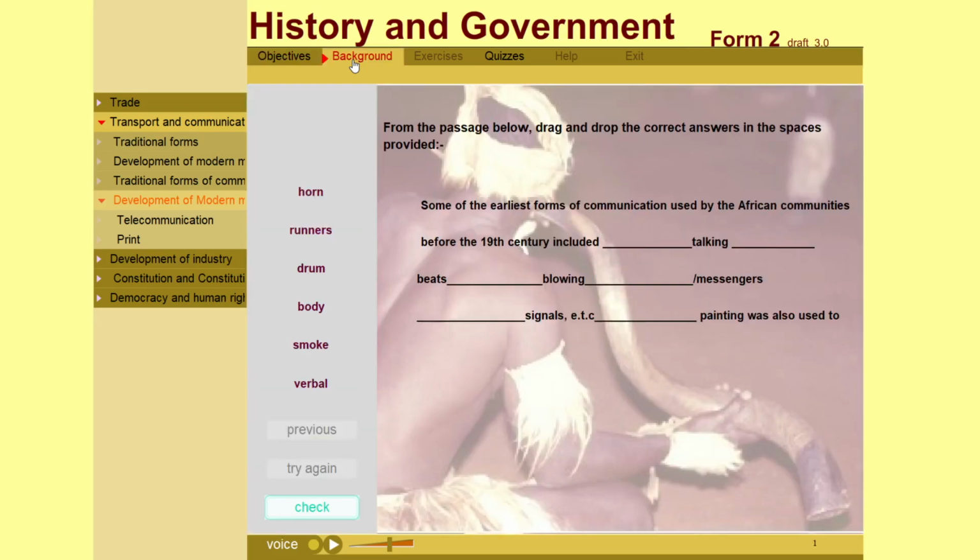The exercise provided will help you remember what we learned in the previous lesson. Drag and drop the correct answers in the spaces provided.